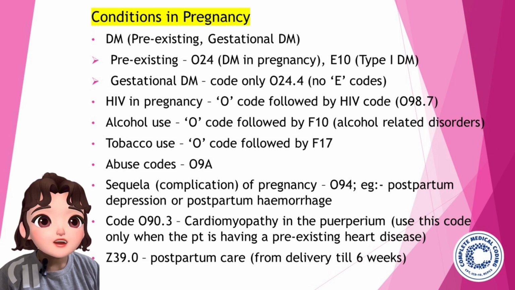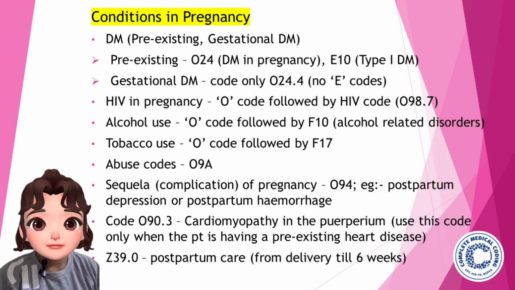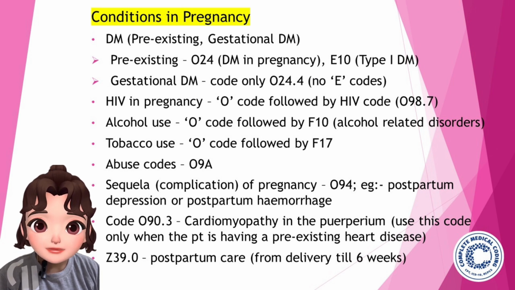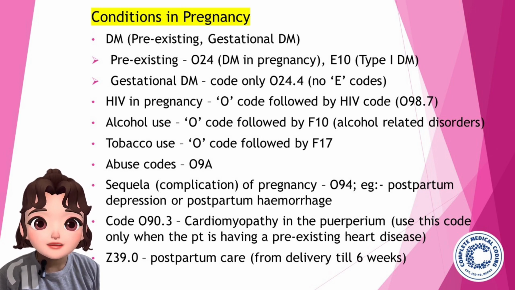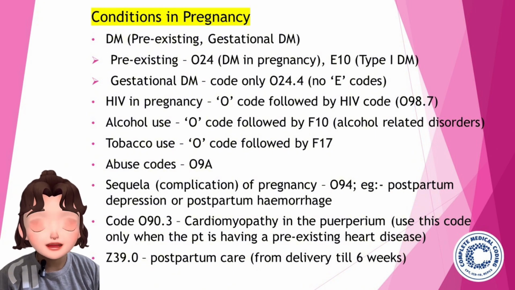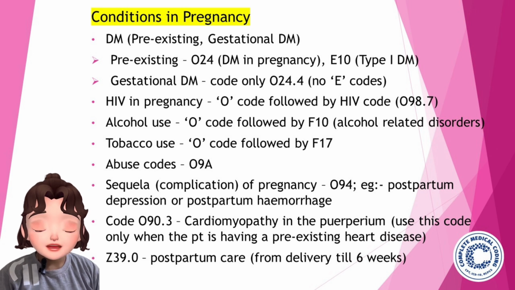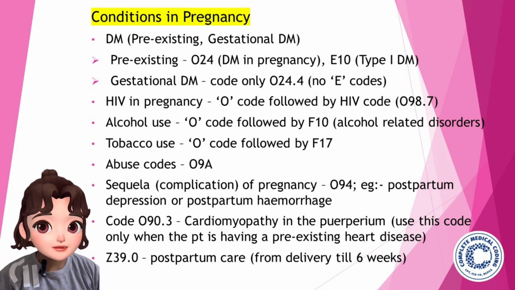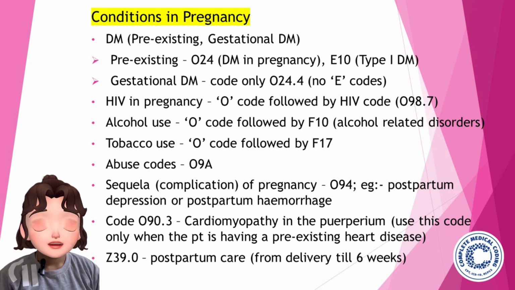Now, code O90.3 represents cardiomyopathy in the puerperium. Use this code only when the patient is having a pre-existing heart disease. Cardiomyopathy suddenly will not arise during pregnancy, right? If it is pre-existing, then only we will use this code. O90.3 means the patient is already having cardiomyopathy, but she is pregnant.